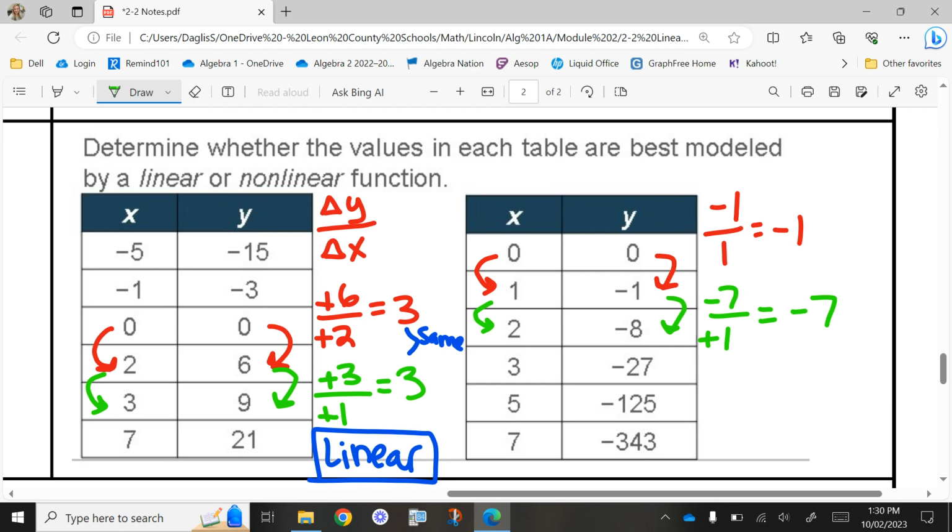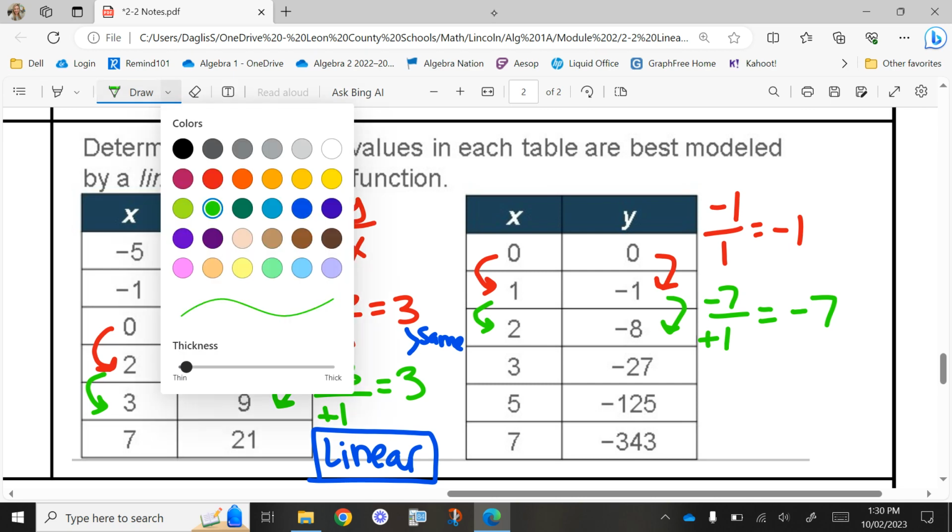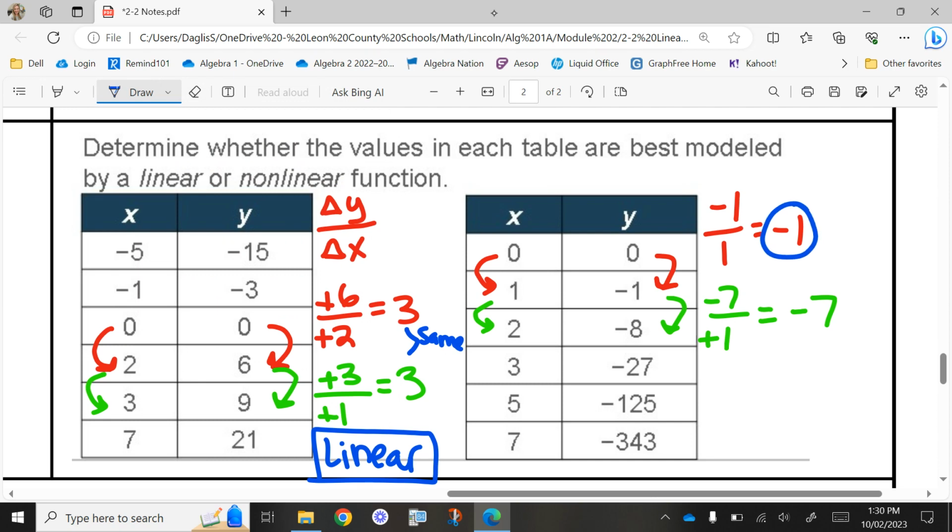Did I get the same thing? No, they are not the same. These are different. This is what we're comparing to each other. Not the same. So is it a line? No. Non-linear. They were different, therefore it's not a line. Questions for me?